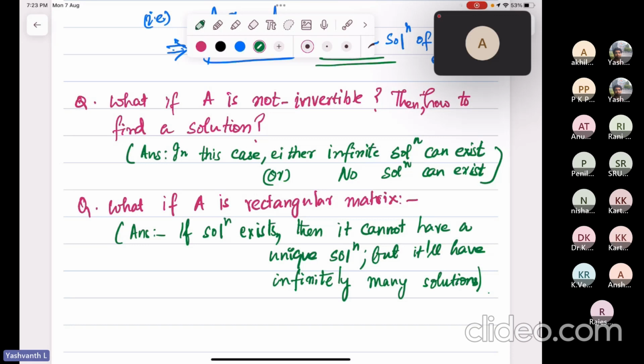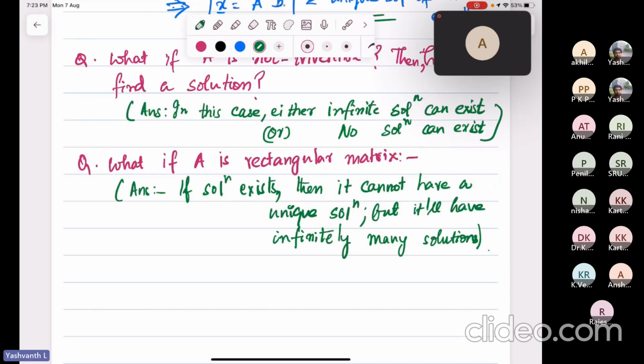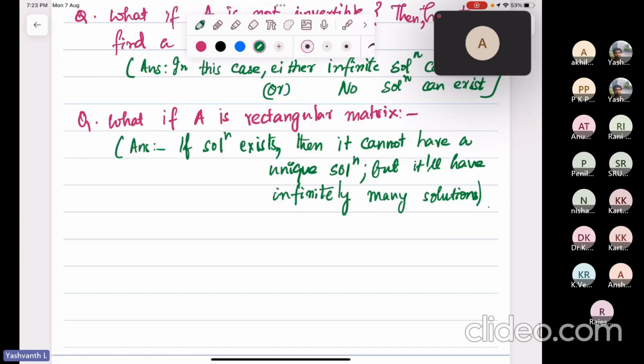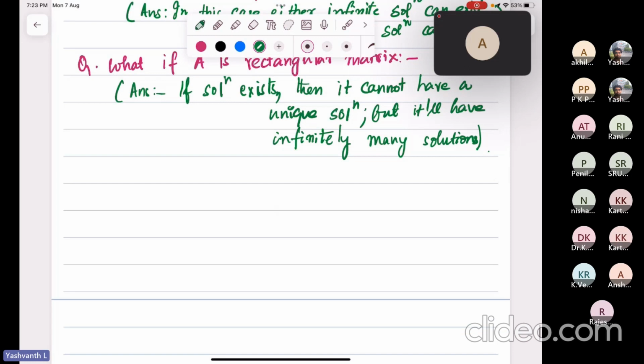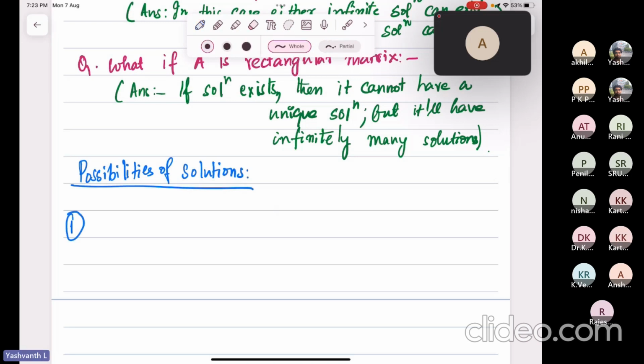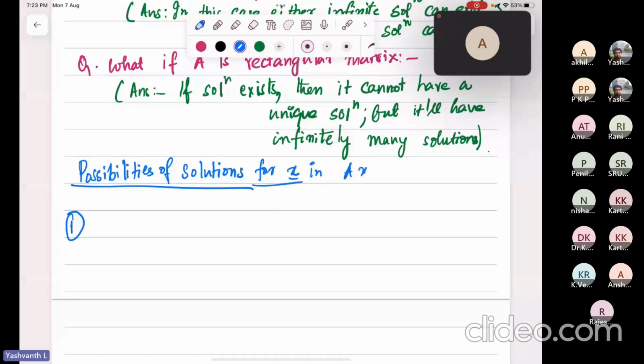So these are two very important questions, and it will be very clear by the end of the next 40 minutes or so. Please pay attention. Now let's delve into the possibilities of solutions. So what are the possible solutions for x in Ax equal to B?